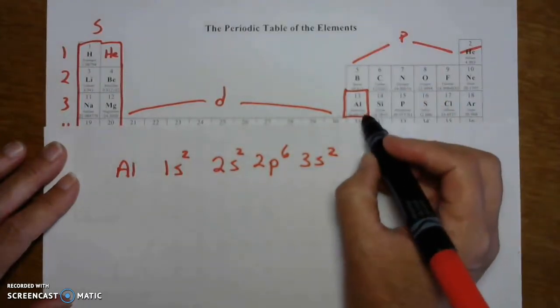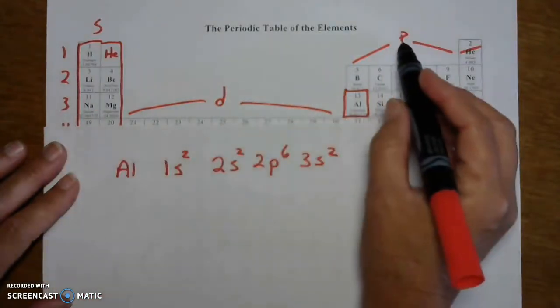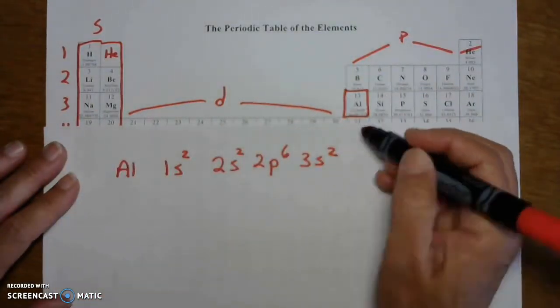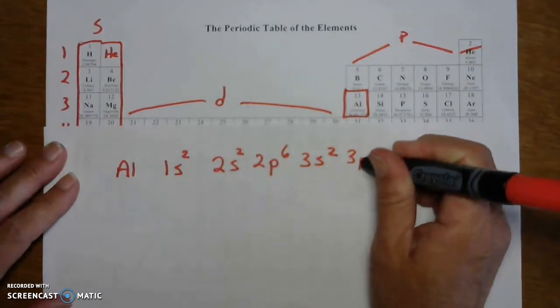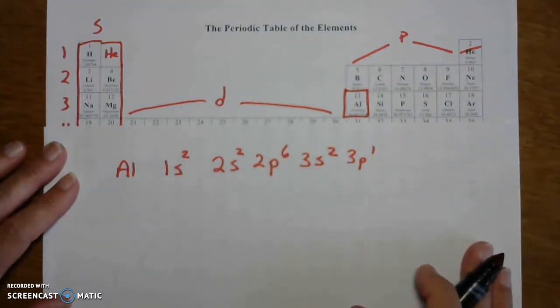And then here we have 3p, and there's only 1 box. So that would be aluminum.